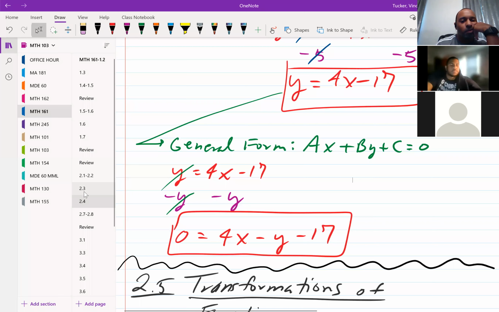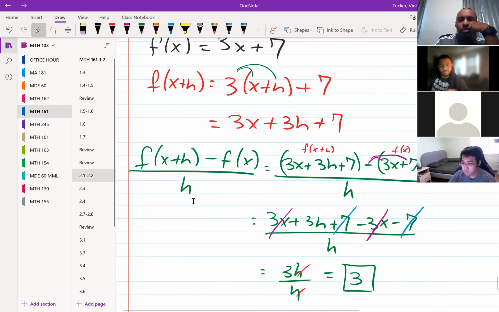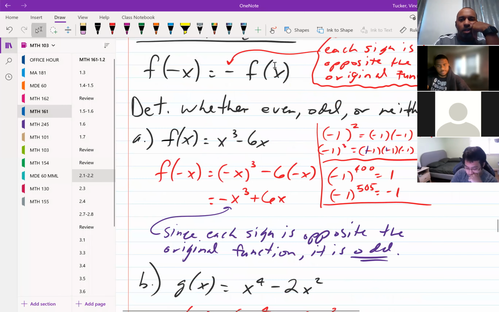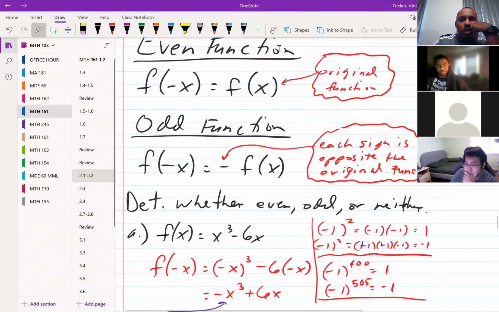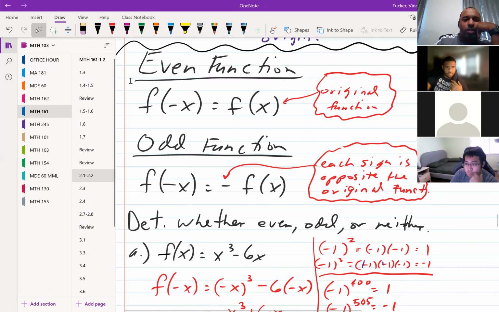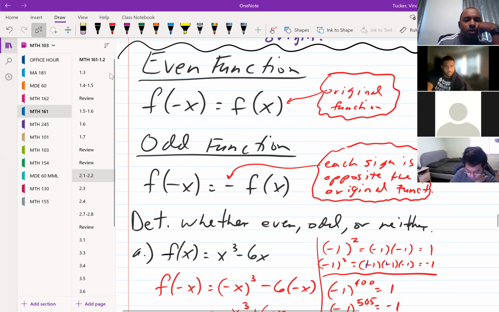Let's see. We left off with, I think it was 2.2. I believe it was even and odd functions. Yep, I see your head shaking. All right, so any general questions or concerns before we get rolling? We're still in 2.2. We're going to finish off 2.2 and then get going.